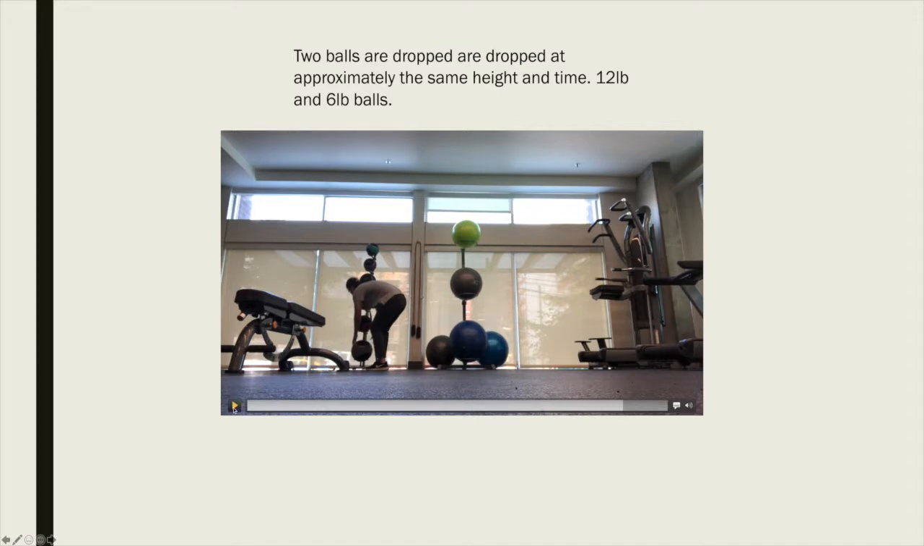So as you can see, as the balls undergo free fall, they were approximately moving at the same speed, and just by visually inspecting it, they approximately hit the ground at around the same time. So we're going to analyze this video further using Logger Pro.